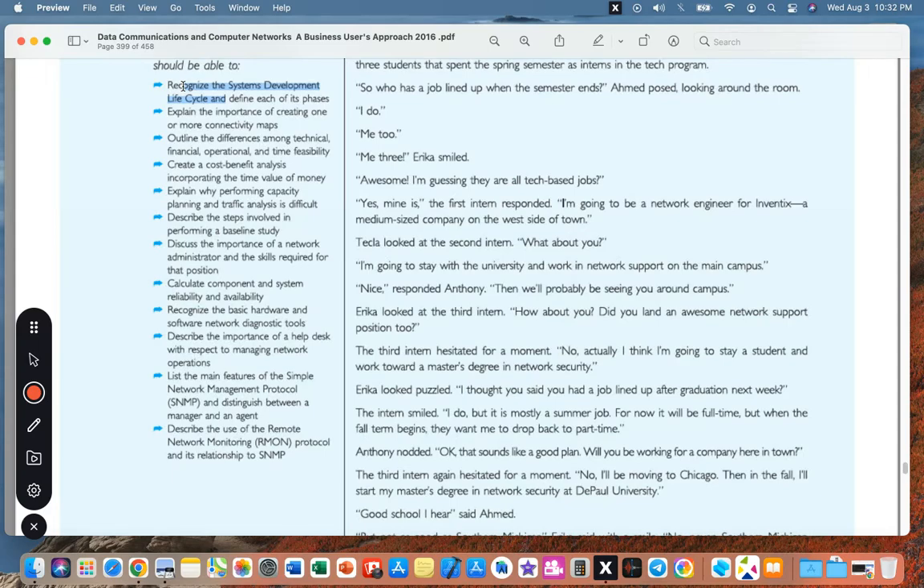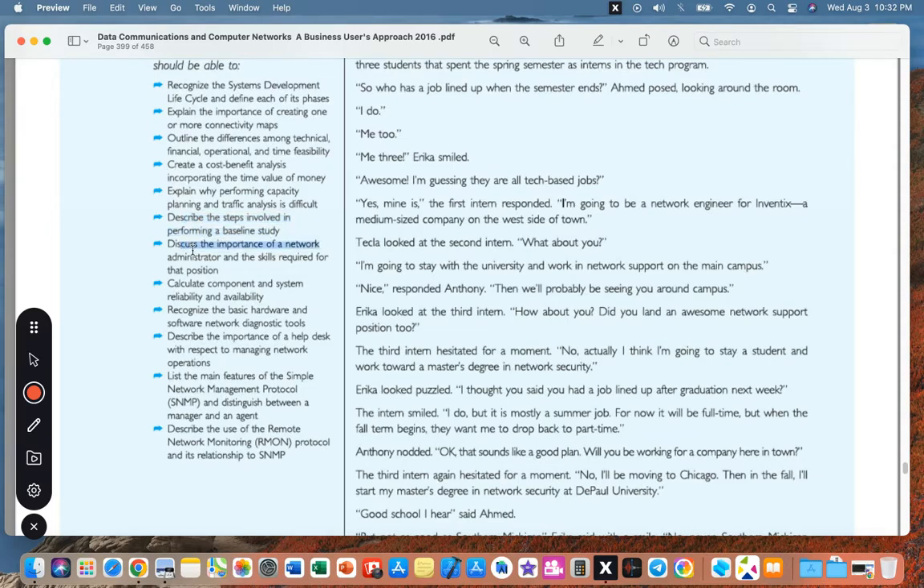Explain the importance of creating one or more connectivity maps. Outline the differences among technical, financial, operational, and time feasibility. Create a cost-benefit analysis incorporating the time value of money. Explain why performing capacity planning and traffic analysis is difficult. Describe the steps involved in performing a baseline study.